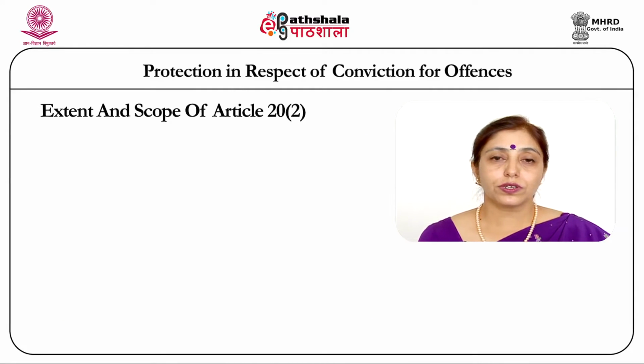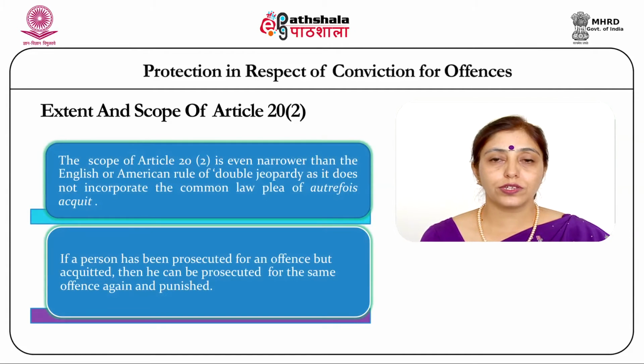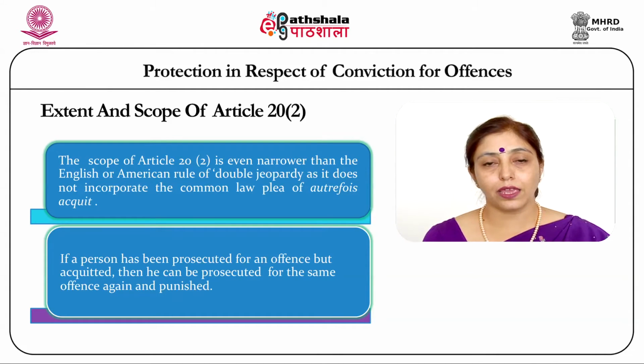It must be noted that the scope of Article 20, Clause 2 is narrower than the English or American rule of double jeopardy, as it does not incorporate the common law plea of autrefois acquit. Its ambit is only restricted to autrefois convict. In that sense, if a person has been prosecuted for an offence but acquitted, then he can be prosecuted for the same offence again and also punished.